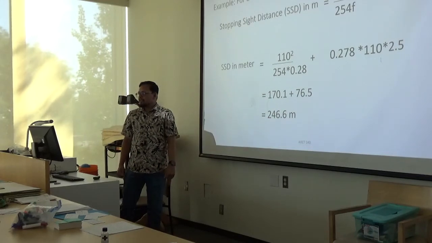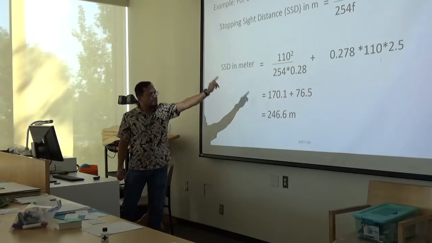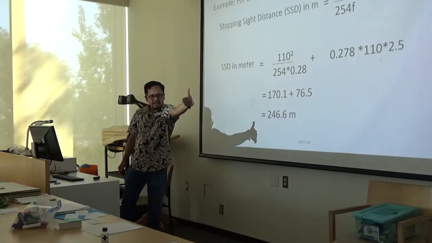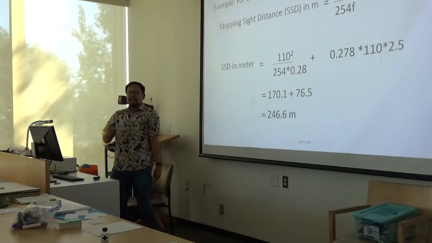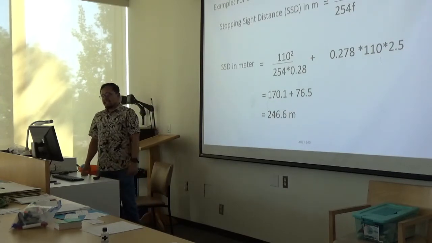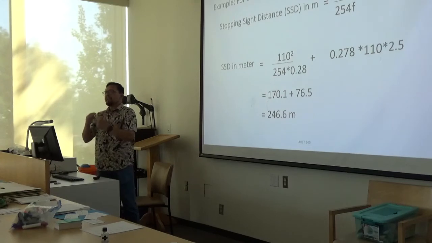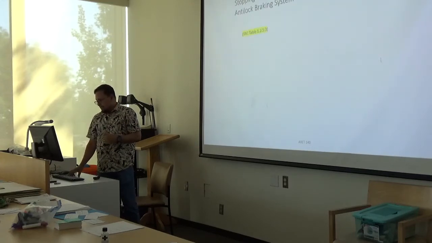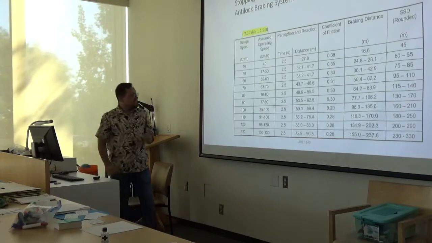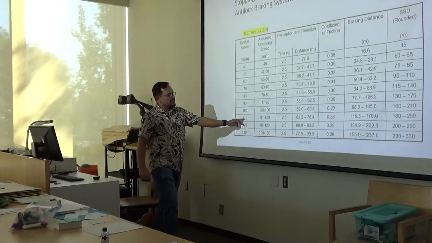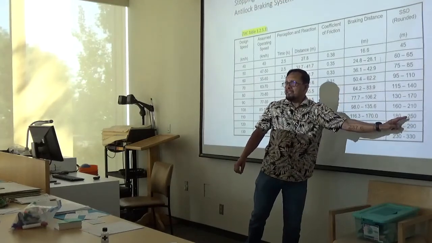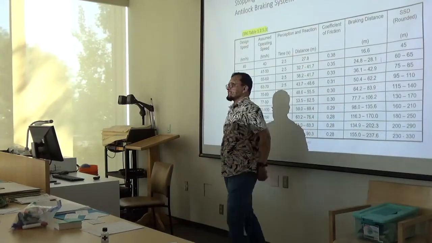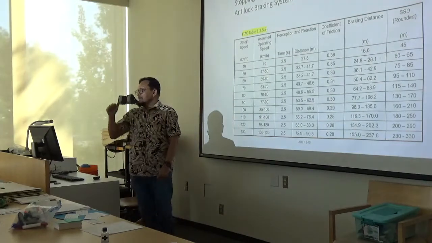So if it is that type of road, the stopping sight distance means that if your traffic light is here, you have to put the sign here. Whether your calculation is correct or not, you have to check with the guideline or manual. If you go to the next one, you can see your guideline for 110 speed, and it is within that range. So yours is 246, which means your calculation is correct. So you can put that one.